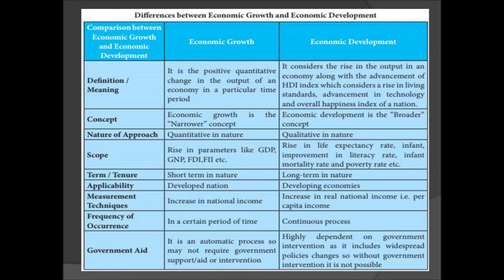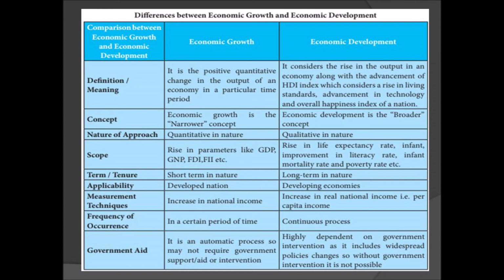And the next factor is frequency of occurrence in a certain period of time. That is, we calculate the GDP and GNP for the products or services which are produced in a particular period of time. So, therefore, it is in a certain period of time, and economic development is a continuous process.